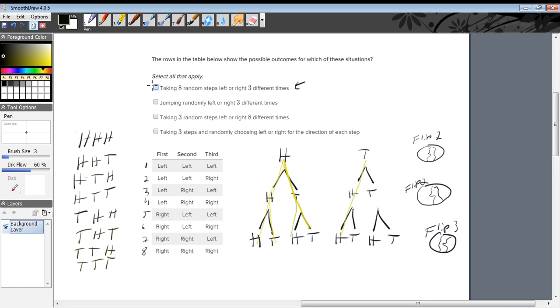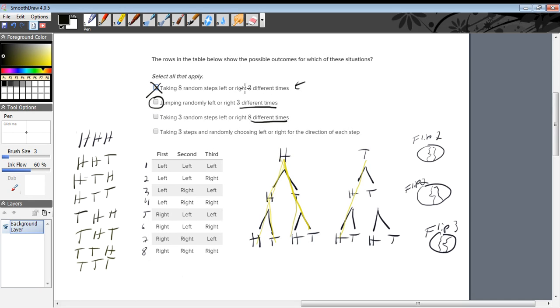So this is too much. Jumping randomly left or right 3 different times. This would work. This is exactly like this. I could go left or I could go right. And I could go left or right, and it's 3 different times. So it's the same thing as these 3 flips. Taking 3 random steps, left or right, 8 different times.